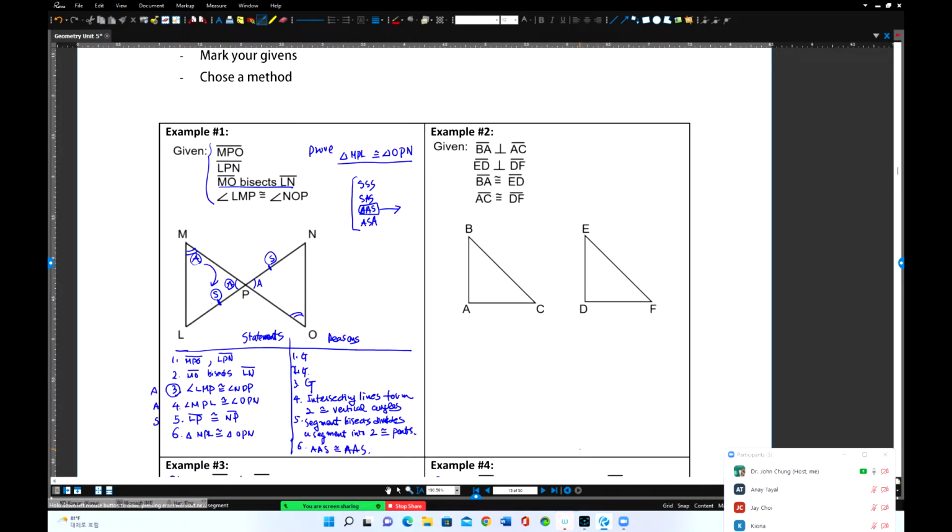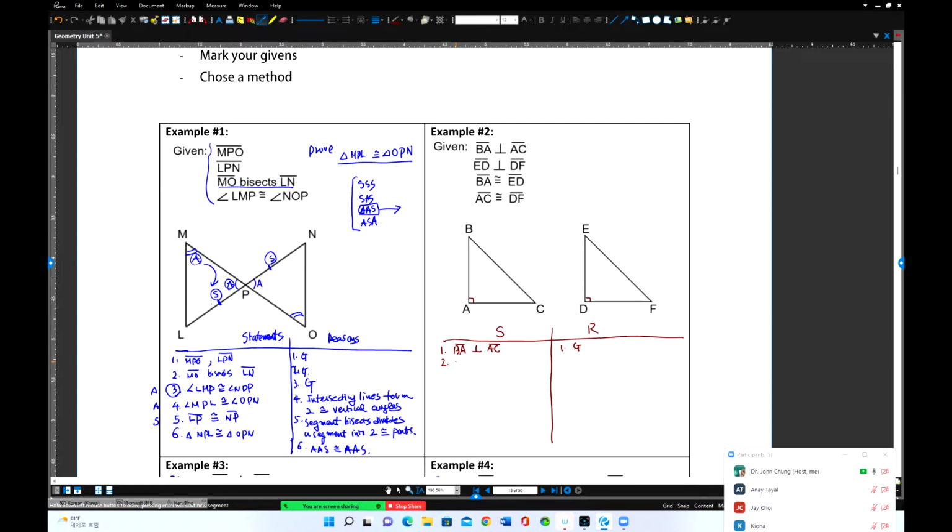The last time we did example 1. This is now example 2. This is given. I'm going to use a 2 column proof, statements and reasons. The statement given I'll write down first. BA perpendicular AC. These two are perpendicular, right? That's the given.